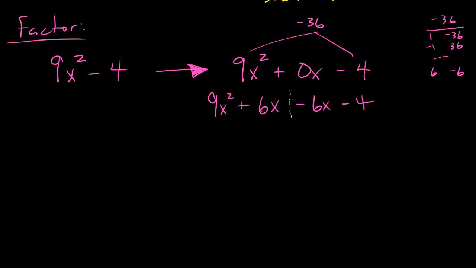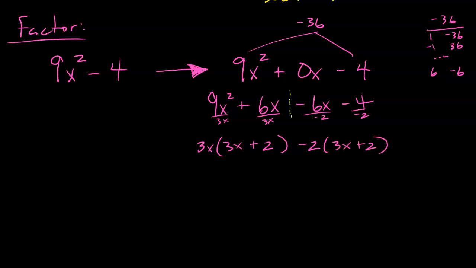Okay, what would that be for the left half? Good, very good. 3 goes into both, x goes into both. What goes in the parentheses? Perfect, perfect. Okay, how about the second half? Nice, nice. You definitely do know how to do this. Very good.